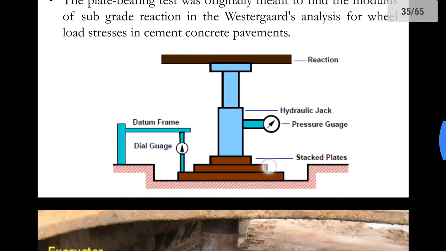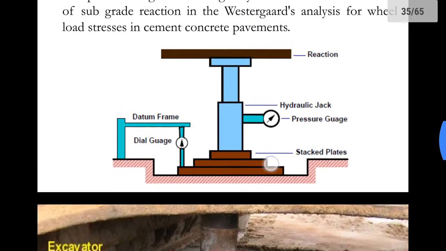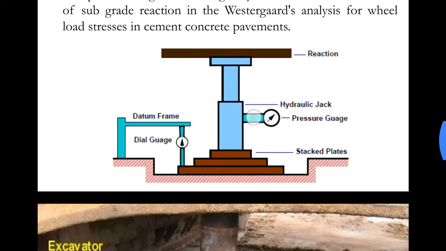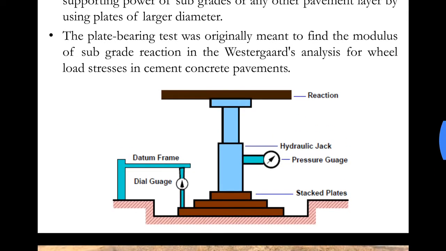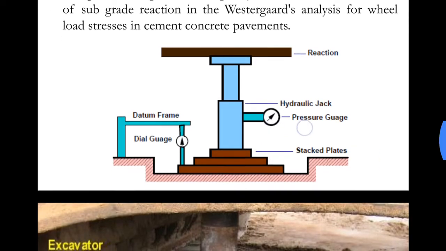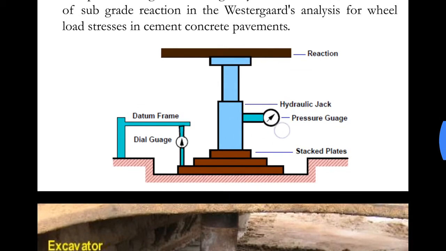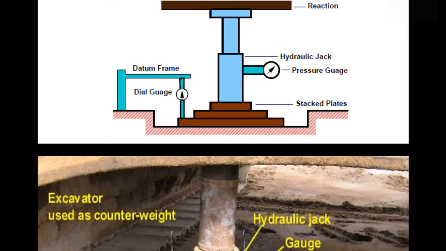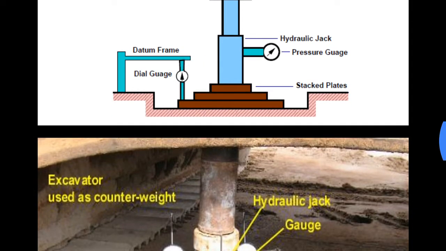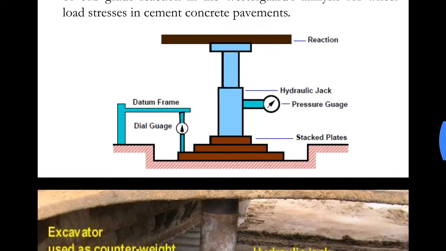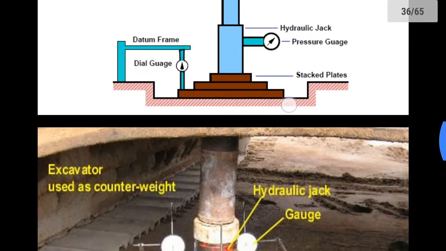So how's the arrangement? There are plates over here, on top of which we have a hydraulic jack. Now this hydraulic jack is used in order to provide load to these plates. A pressure gauge is used in order to read the load or pressure readings, and a dial gauge here, which is set up to a datum frame, is used in order to find out the penetration levels. So we can get readings of the stress or pressure and the penetration values.